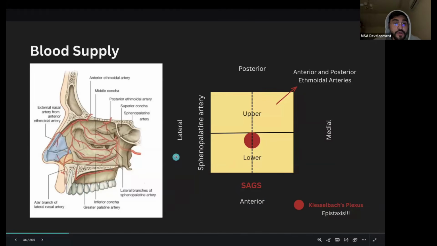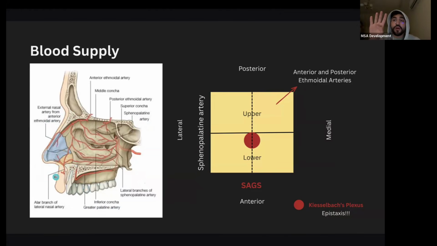Okay, so let's see if we can find all of them here. This is the greater palatine right here. You have the sphenopalatine artery as well. This is the anterior ethmoidal artery. And somewhere here, you're going to have the labial artery as well. These four arteries all come together to form your Kieselbach plexus. They basically supply the anterior portion of the nose, including the medial wall as well.